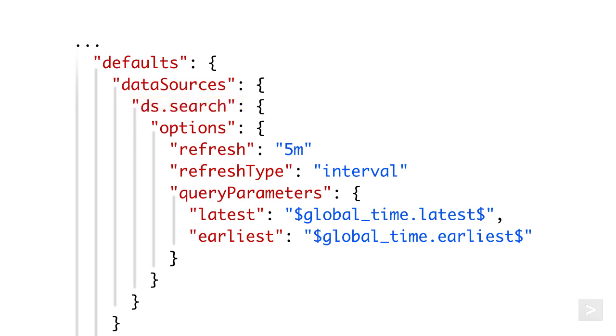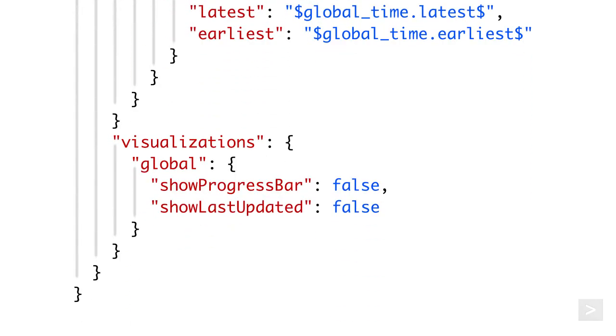This definition also contains default settings for visualizations. A progress bar will not be shown when updating, and visualizations will not show the time they were last updated.